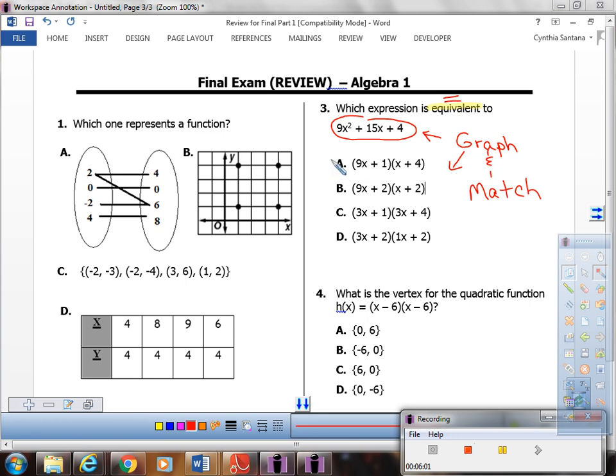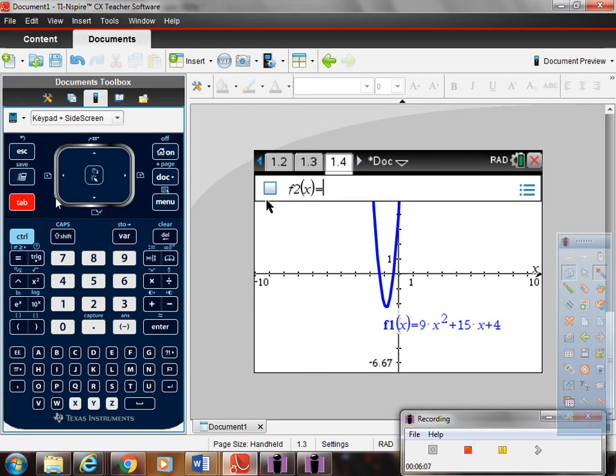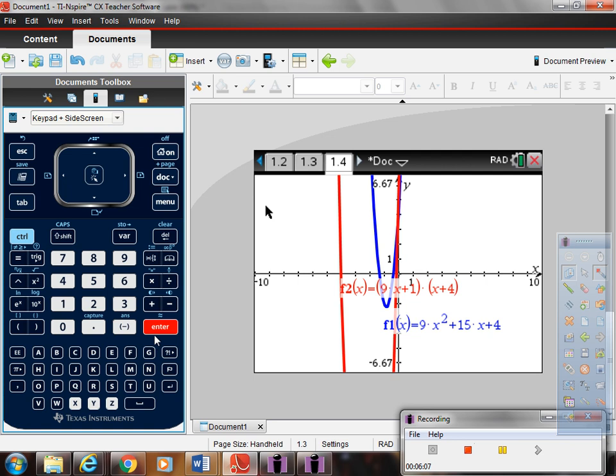Let's try A. We're just going to literally type that in. So hit the tab key and then type it in. Parentheses, 9x plus 1, and then parentheses, x plus 4. Hit enter and you'll see what picture. Is that the same picture? Then they're not equivalent. You have to come up with the same graph if you want it to be equivalent.